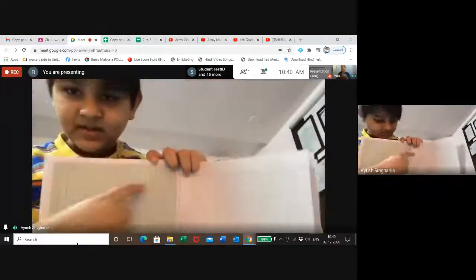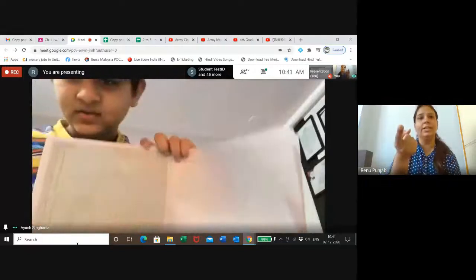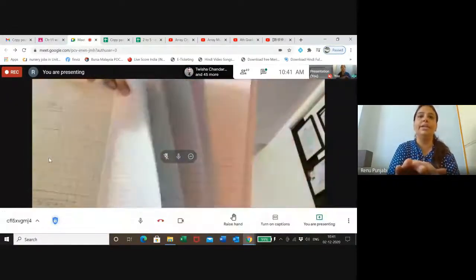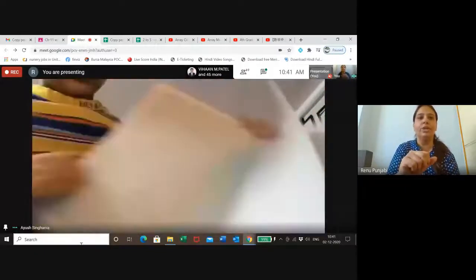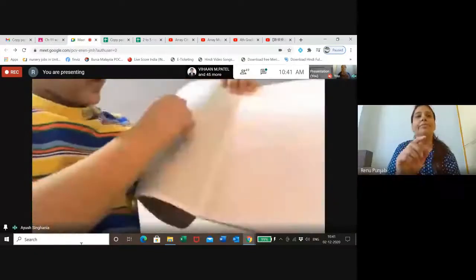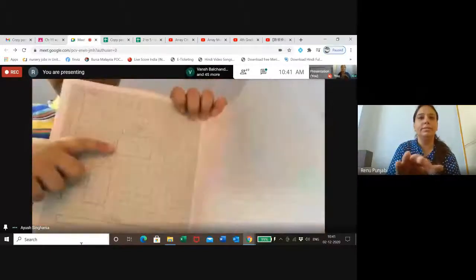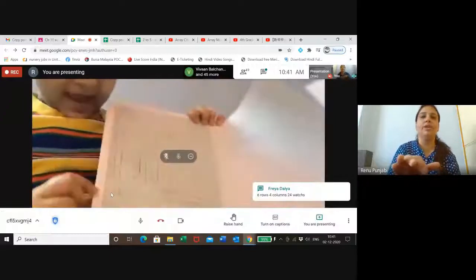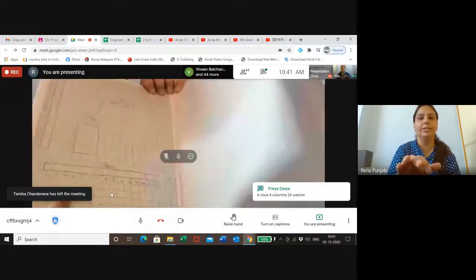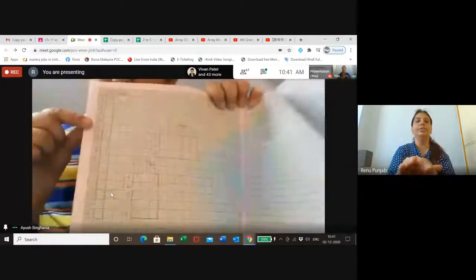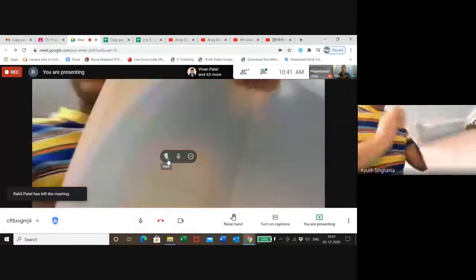Ma'am, 3 into 5 is also left. 5 into 3 you have done, but 3 into 5 is also there. 3 rows and 5 columns. Yes, ma'am, 3 rows and 5 columns. And 5 rows and 3 columns. Yes, 5 rows and 3 columns. Okay. And then 1 row and 15 columns. Yes. Good.